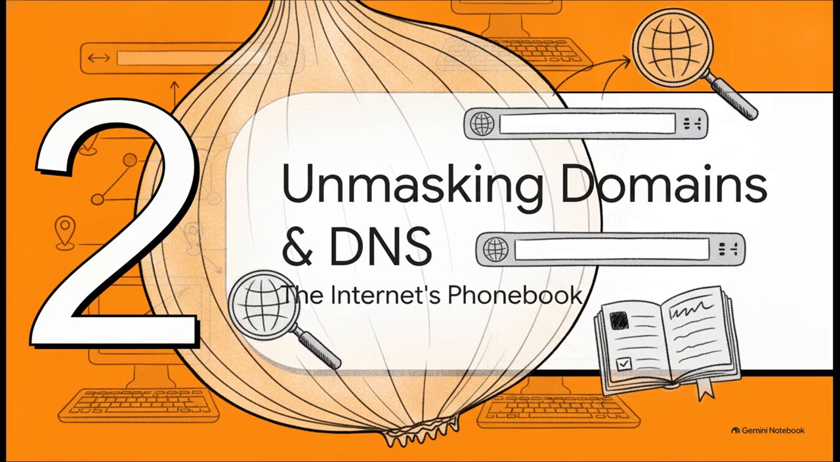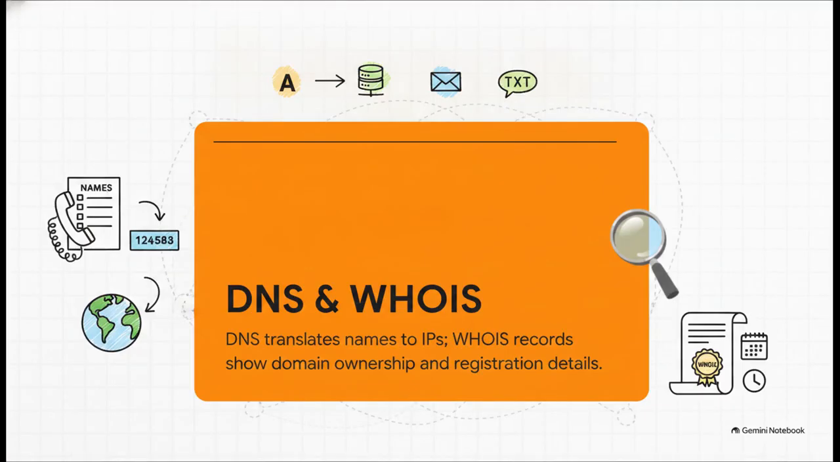Moving right along to Section 2, unmasking domains and DNS. All right, so the Domain Name System, or DNS, is effectively the internet's phone book. We humans remember names like CNN.com, but computers communicate using numbers, specifically IP addresses. DNS translates between the two. You've got A records that point to an IPv4 server address, MX records handling email routing, TXT records providing verification, and CNAME records acting as aliases. And using really simple command line tools like dig or nslookup, investigators can pull all of this in seconds.